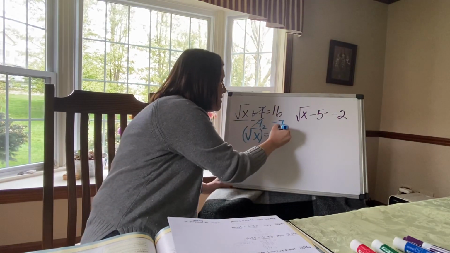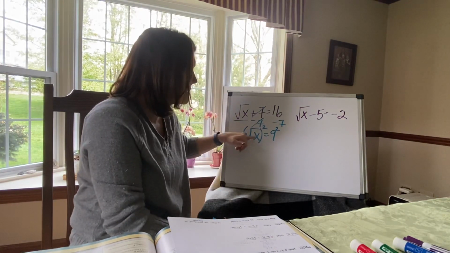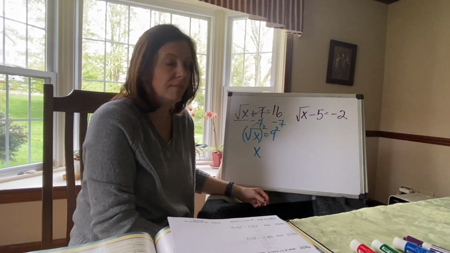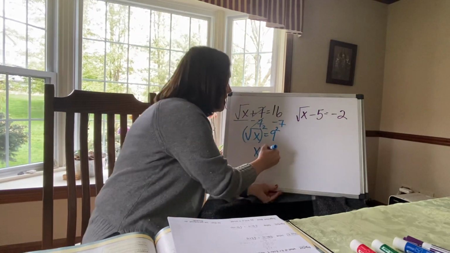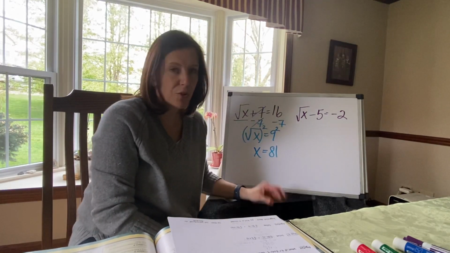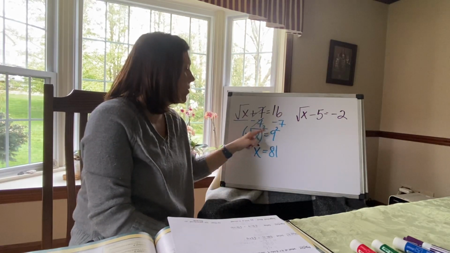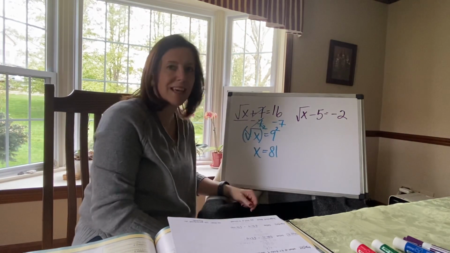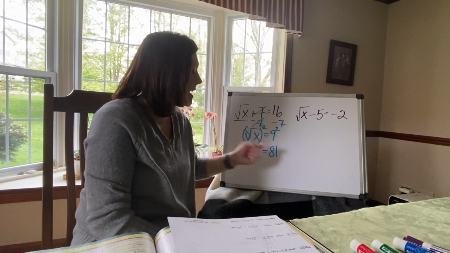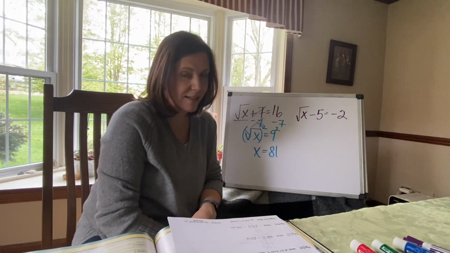And if I square one side, I have to square the other. This cancels out, giving me just the x. And it gives me 81. Okay, like I said, we're starting really simple. To undo a square root, we square it. And so that actually cancels that out, giving me just the radicand. 9 squared is 81. Step 3 is always check.